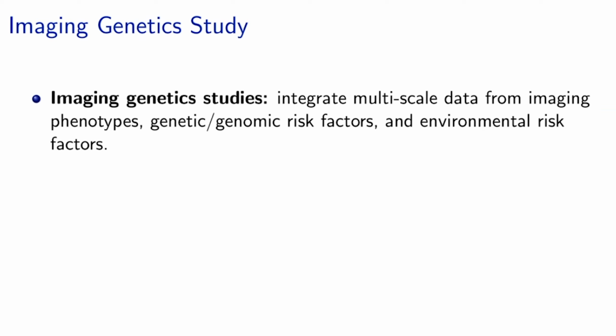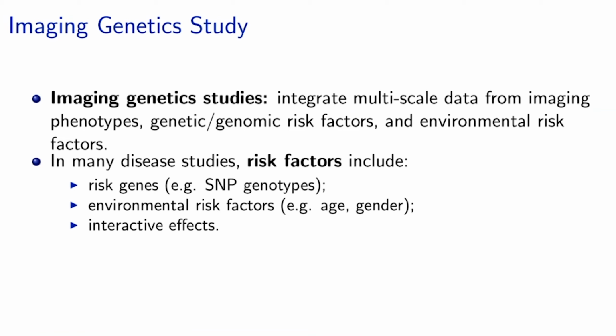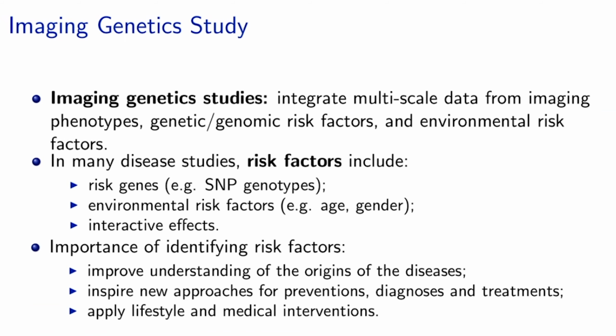We consider conducting an imaging genetic study. So what is an imaging genetic study? It integrates the multi-scale data from imaging phenotypes, the genomic risk factors, and also environmental risk factors. In many disease studies, the risk factors include the risk genes, for example, the SNP genotypes, and also environmental risk factors like the age and the gender. In addition, there could be some interactive effects between the risk genes and the environmental risk factors. It is very important to identify these risk factors. Once we can identify them, we can improve our understanding of the origins of the disease, and it can inspire new approaches for prevention, diagnosis, and treatment. And we can further apply lifestyle and medical interventions.